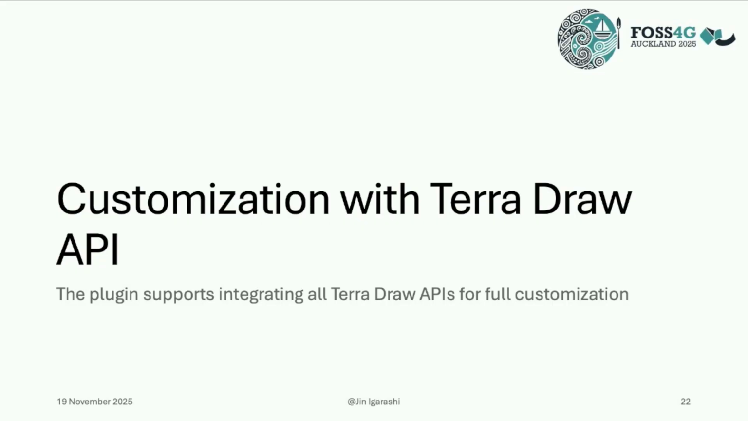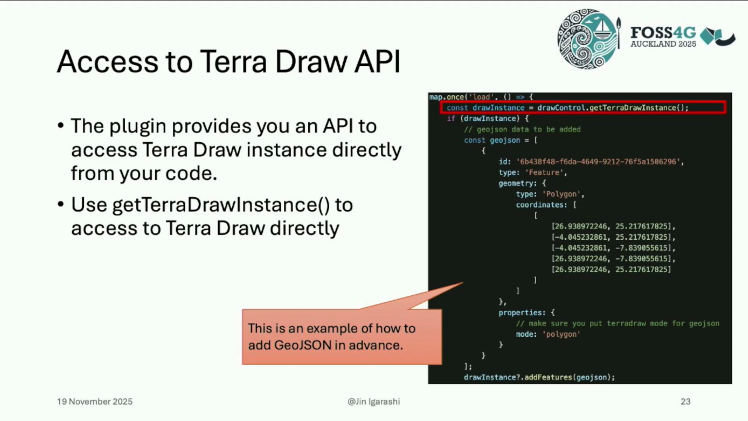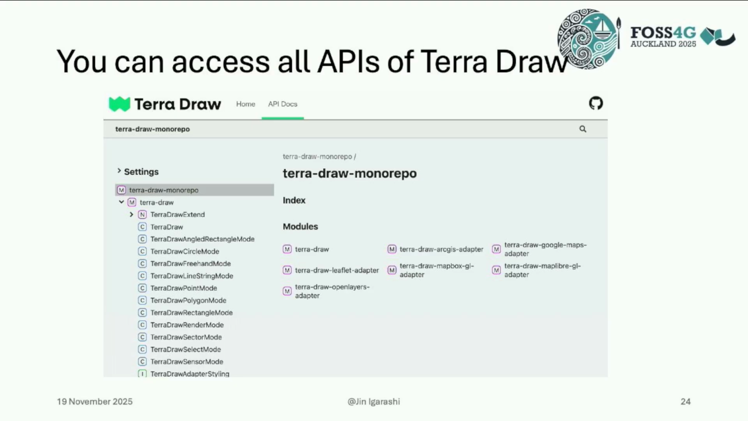It is also easy to customize using the original Terra Draw API. This plugin has an interface to get the actual Terra Draw instance, so you can get the Terra Draw instance and do any customization through the original Terra Draw API. This is the Terra Draw API documentation, and you can basically use all of the Terra Draw API through this plugin.